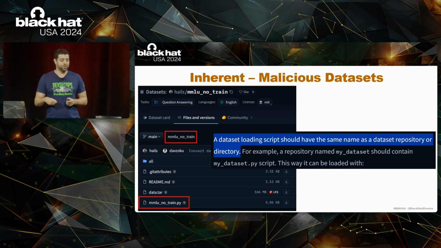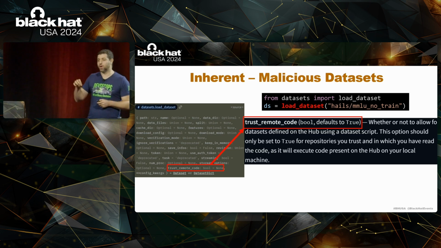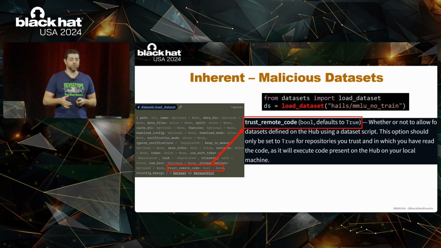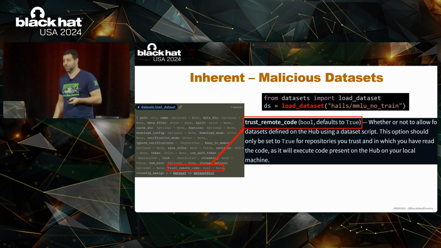If you don't know about this feature, and this is, for example, the full prototype of this function, there's an argument called trust_remote_code, and by default, it's true. So if you just call this function and give it an untrusted dataset, you don't just get the dataset, but you also get Python code running on your machine. A machine learning or data engineer can easily not know about this functionality, right? They're just calling the API, and they're getting code execution.